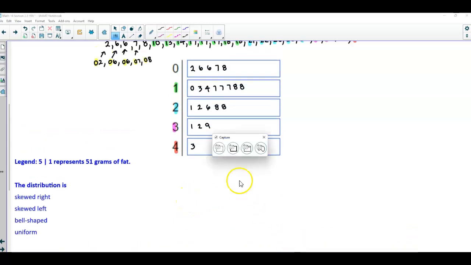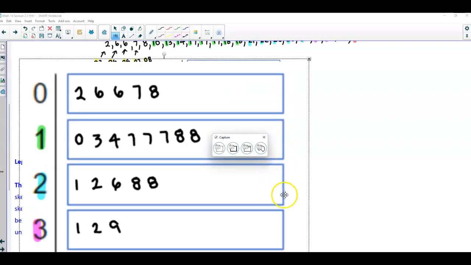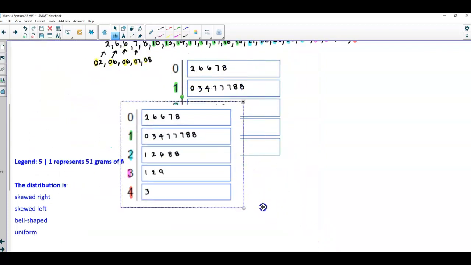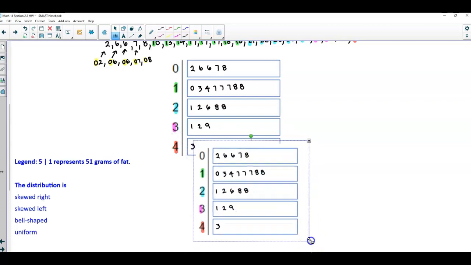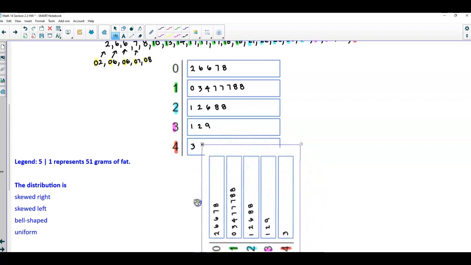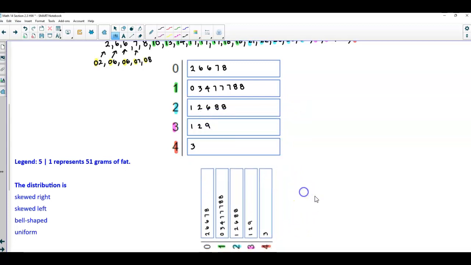So I'm just going to show you something. I'm going to copy what we just finished here, and then minimize this, and show you what I mean. If we rotated this that way, and I draw a curve, you can see that this tail is now going to skew right.